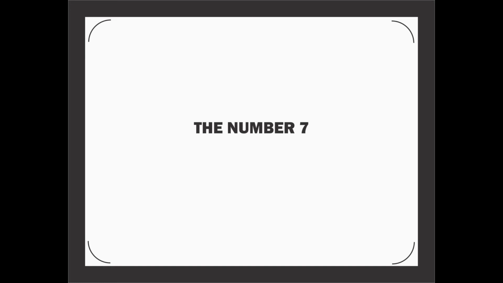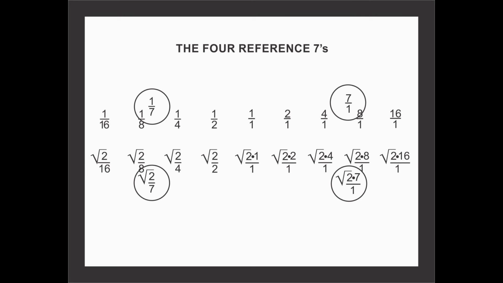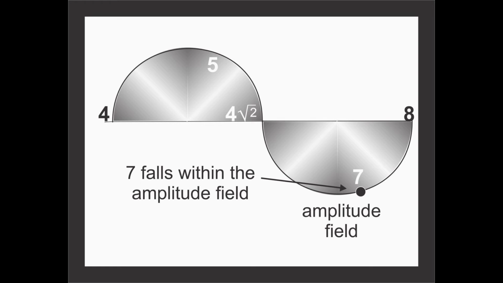The number 7 is the first number to be introduced other than 1, 3, and 5. Just as with the numbers 3 and 5, the number 7 has 4 reference states: a number and a fraction referenced to time, and a number and a fraction referenced to distance. The number 7 is fundamentally referenced to the equalized field or sine wave. The position of 7 falls within the amplitude quadrant field, which means the number 7 is fundamentally defined as an amplitude.